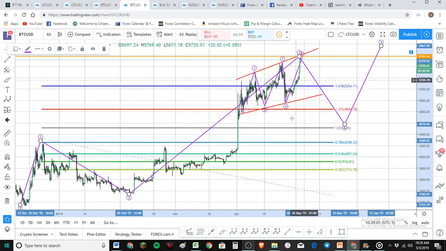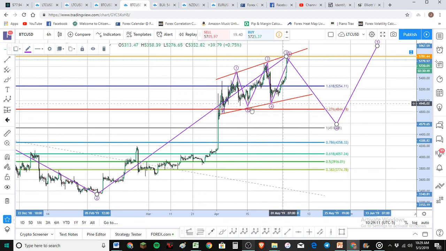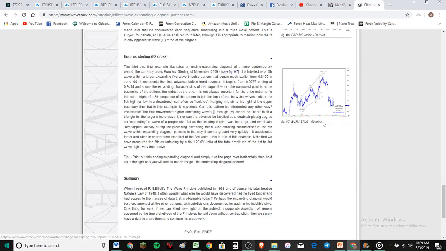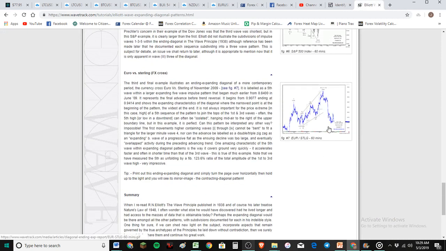Now I want you to notice this chart pattern here. You'll see this channel here. This is what we call a diagonal. A diagonal is when you have a pattern where the wave 2 overlaps the wave 4. So basically, you've got a 1, 2, 3, 4, and a 5. That's called an expanding diagonal. We can show you, I looked up an article on it, just if you wanted to take a peek.